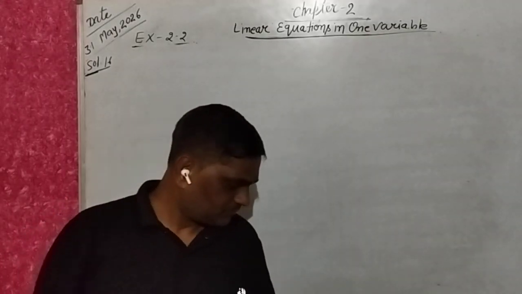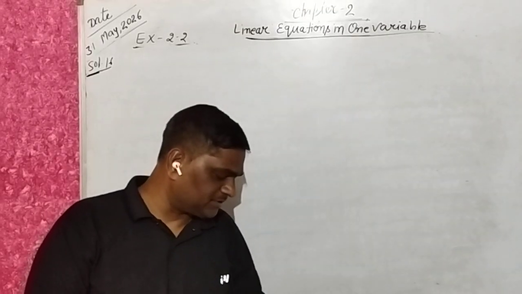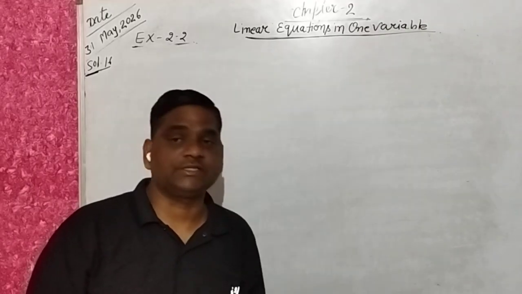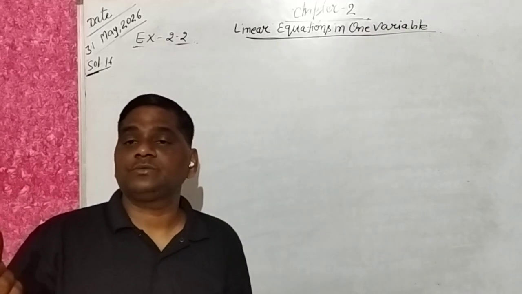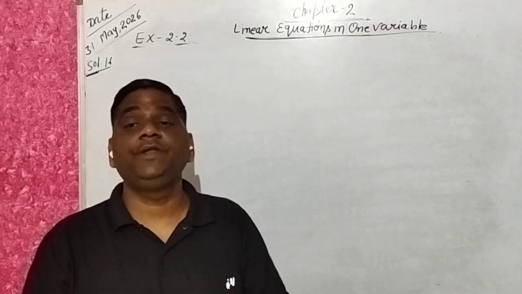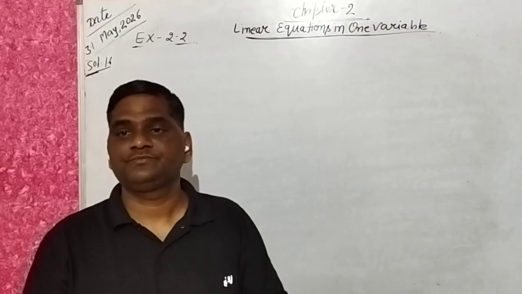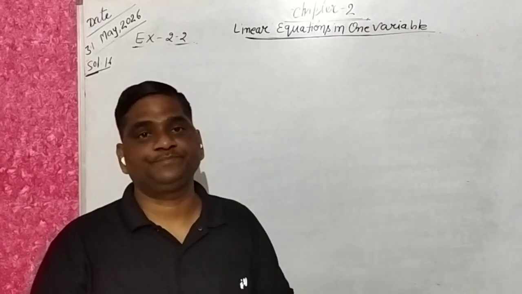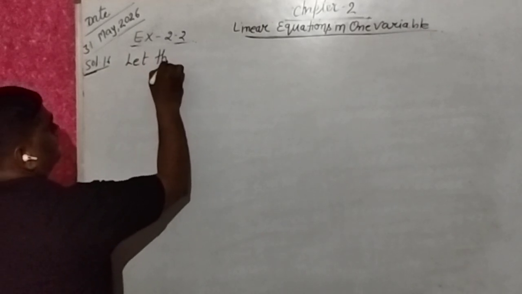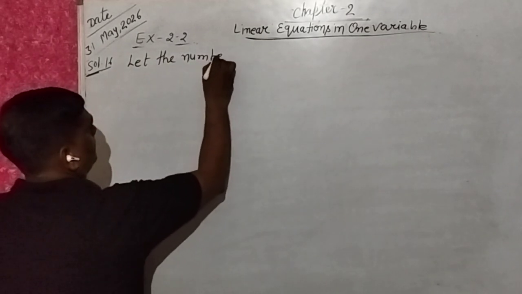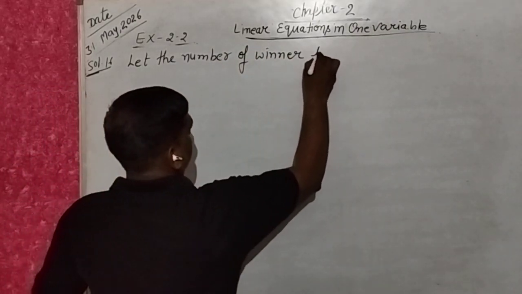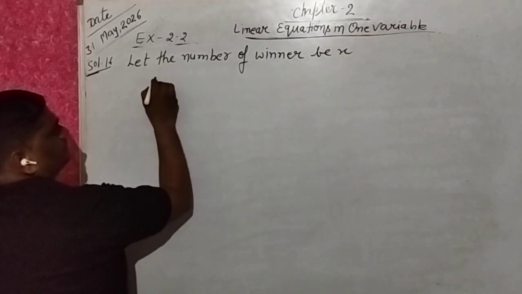Understood? Find the number of participants, which is 63. Total number of participants is 63. So you get winners and participants separately. So let the number of winners be x.